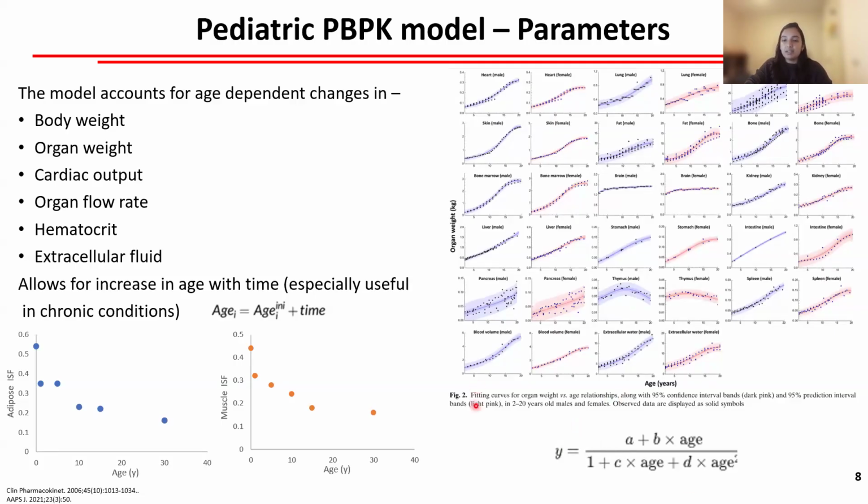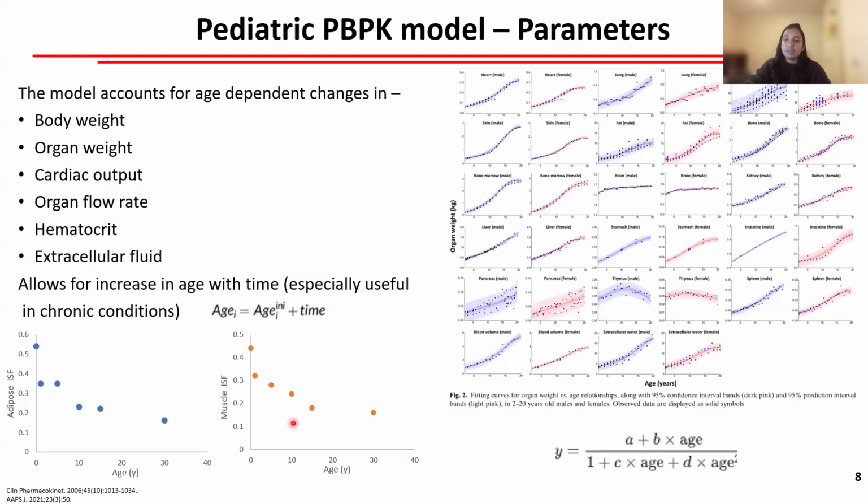Now, using these mathematical equations, the PBPK model can generate patient-specific physiological parameters such as organ weights, cardiac output, individual organ flow rates, and hematocrit from patient-specific inputs, including age, body weight, and sex. In addition to age-dependent changes in organ weights and blood flows, pediatric patients also exhibit much higher tissue water content as compared with adults.